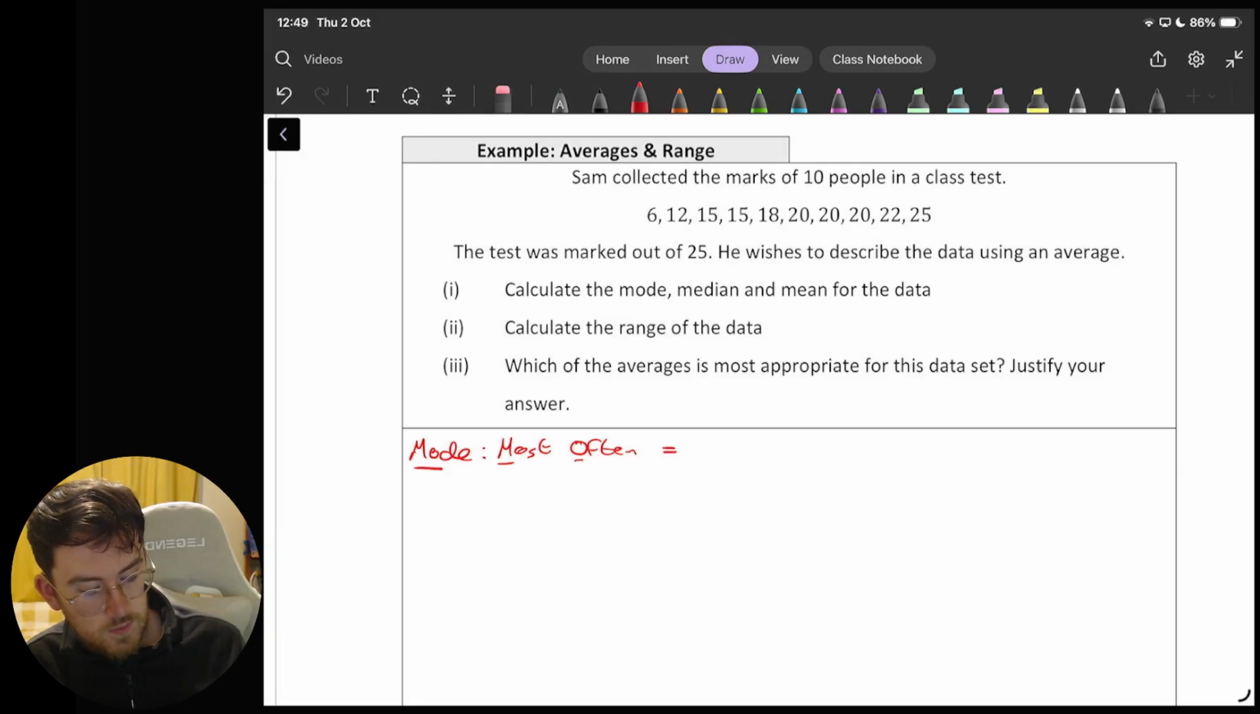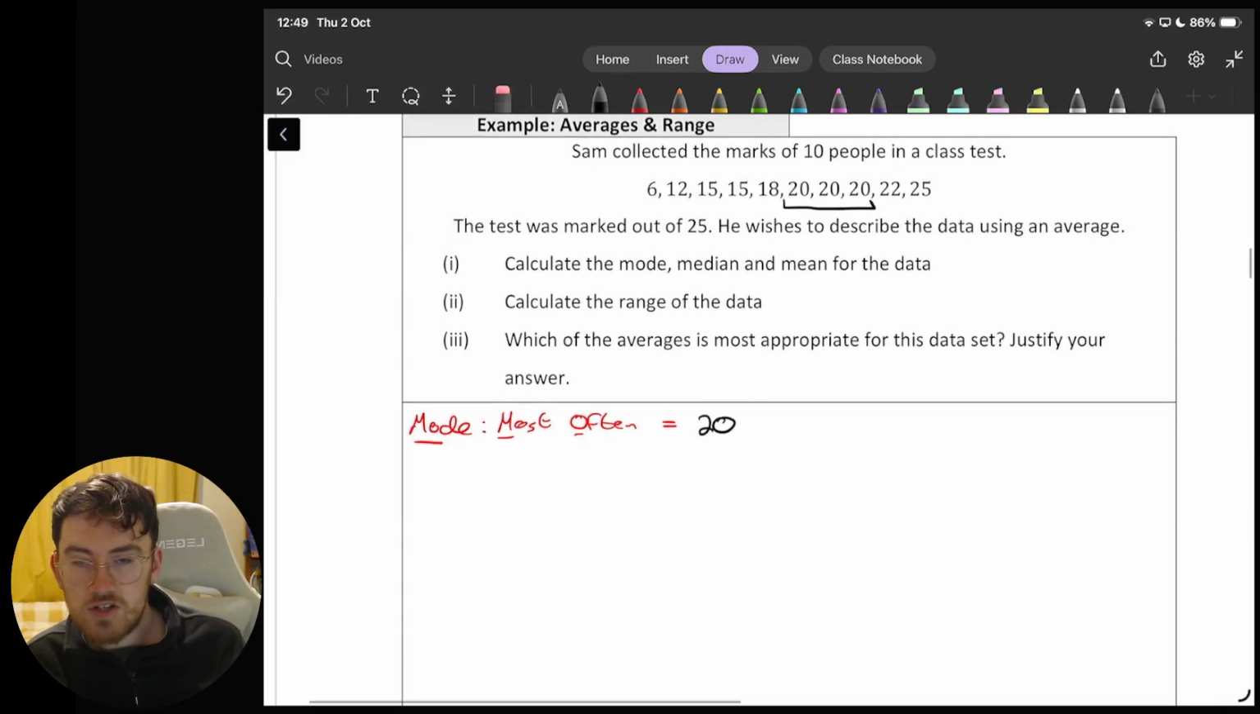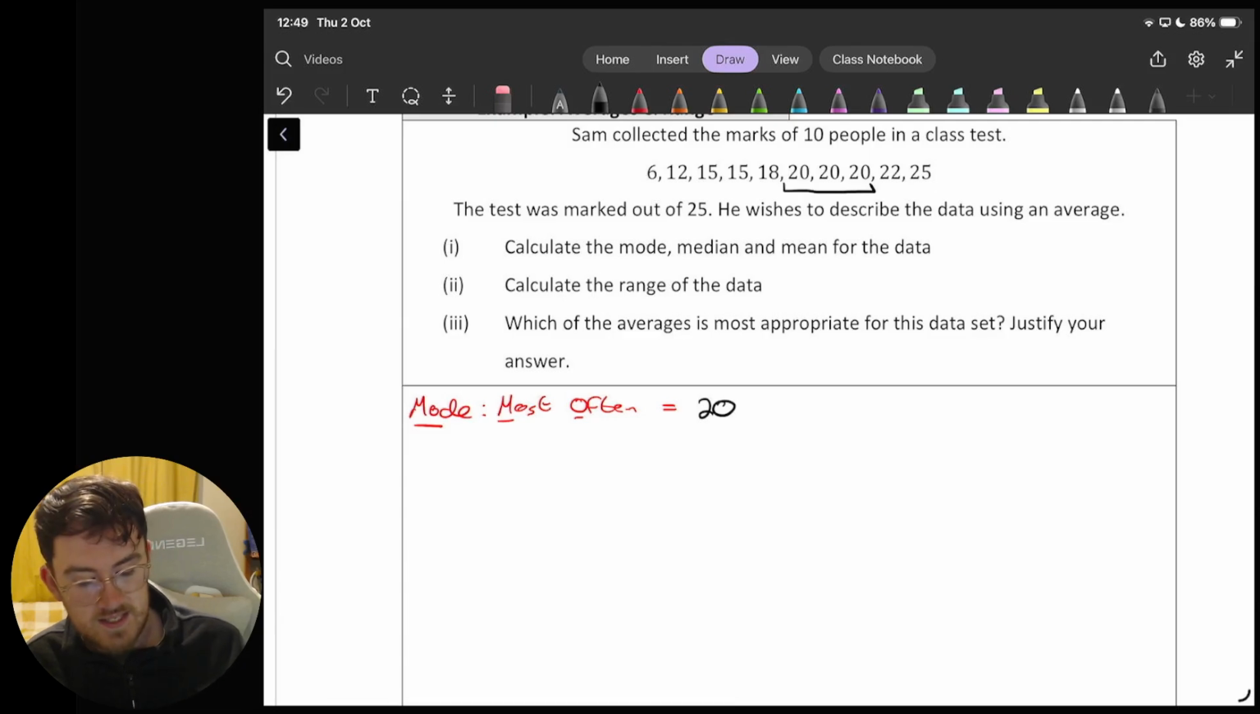So what one is there the most? Well, I look at my data set and I can clearly see that the one that is there more than the others is 20. So using the mode as my measure of average, I would say 20 is an average value there. Let's calculate the median next.